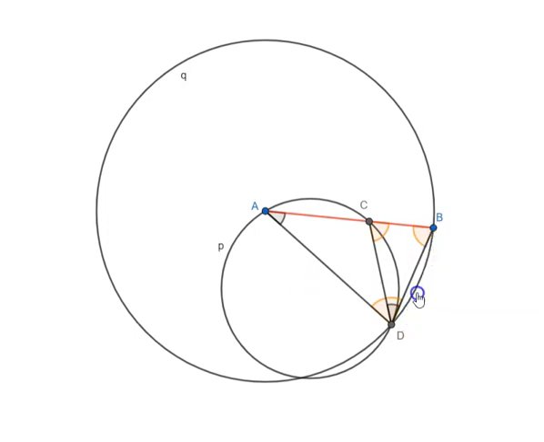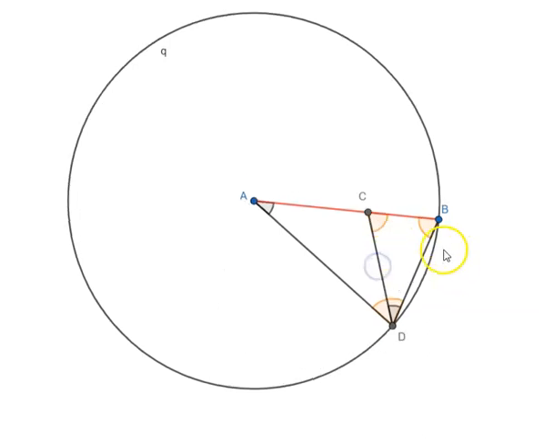BD is equal to CD. How can we say that? Because these two angles are equal. So again, sides opposite to equal angles are equal. Again, listen carefully. BD is equal to AC, right? BD is equal to DC, right? That means what? AC is equal to CD, and angles opposite to these two equal sides will be equal. That means angle DAC is equal to angle CDA. So these two angles are also equal.